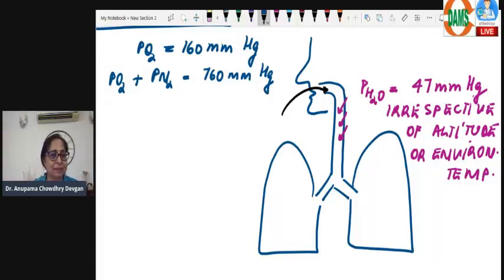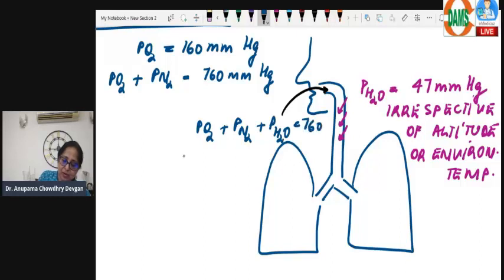This is at sea level. But when I inspire, there is addition of water vapor. So now the partial pressure of oxygen plus the partial pressure of nitrogen plus the partial pressure of water vapor will be equal to 760. Water vapor has been added. Total pressure cannot be more than 760 because your airways are communicating with the atmosphere. Total pressure will remain at 760.